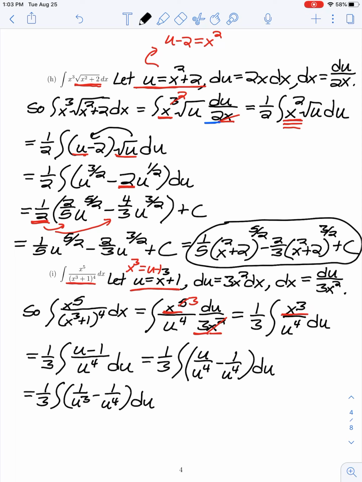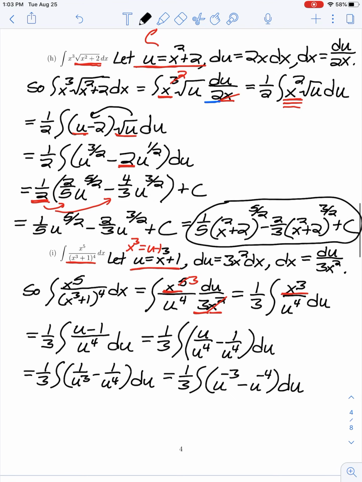And in order to find antiderivatives for each of these terms, we probably prefer to write them as follows. So 1 over u cubed is the same as u to the negative third, minus 1 over u to the fourth is u to the negative fourth du. And at this stage, we're ready to find our antiderivative. So we have our constant 1/3 out in front times the antiderivative of u to the negative 3, which would be u to the negative 2 divided by negative 2.